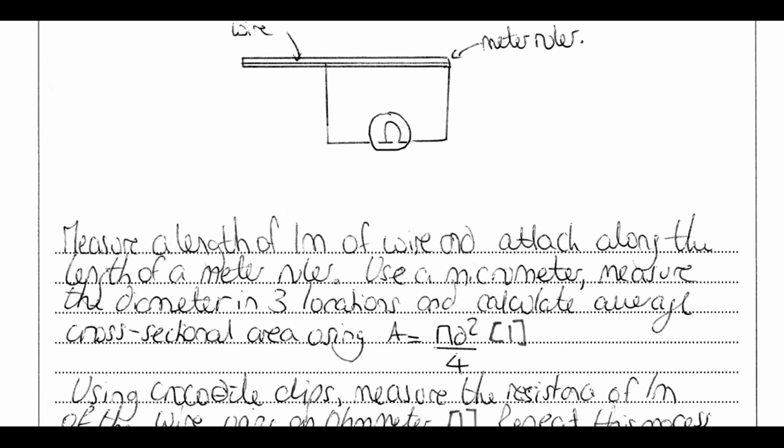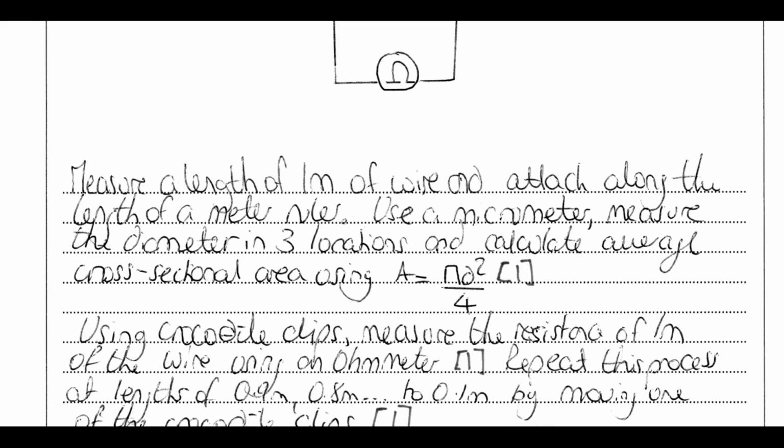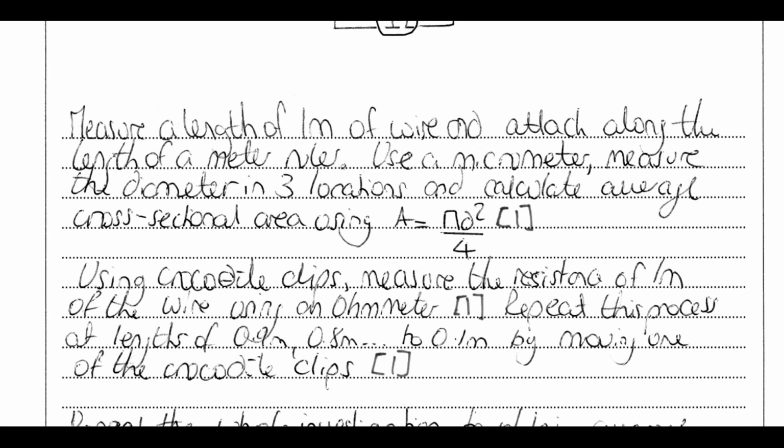And the first thing we're going to do is actually measure the diameter of the wire. We're going to use a micrometer to do that because that gives us a very precise diameter. And we're going to measure it in a few different locations along the wire and get an average diameter and calculate the cross-sectional area using pi d squared over 4 because we've got the diameter. Okay, so now we're going to crocodile clip the ohmmeter, so there's a distance of 1 meter between the crocodile clips, and we're going to measure the resistance using the ohmmeter. And we're going to do that a couple of times so that we get average resistance for 1 meter of wire.